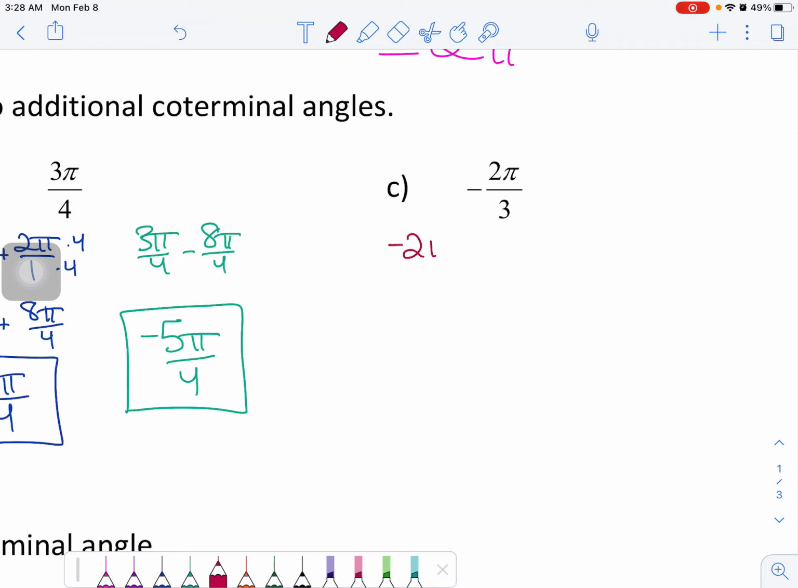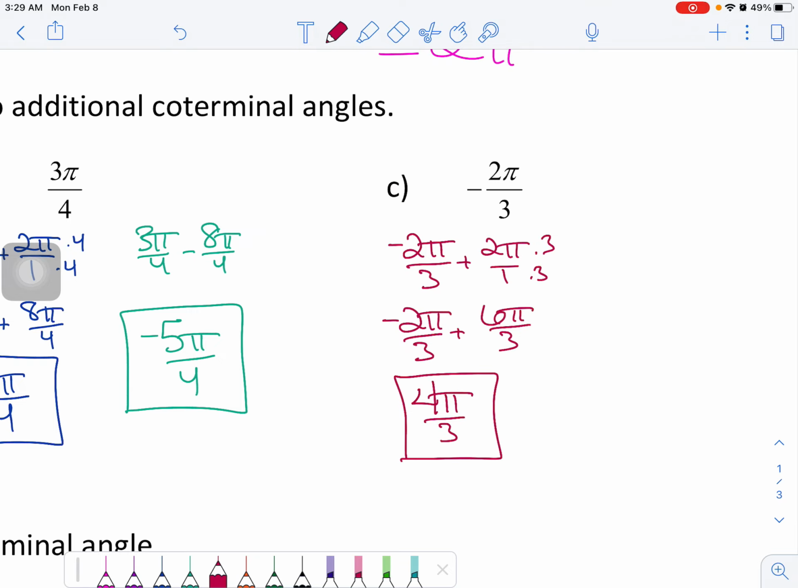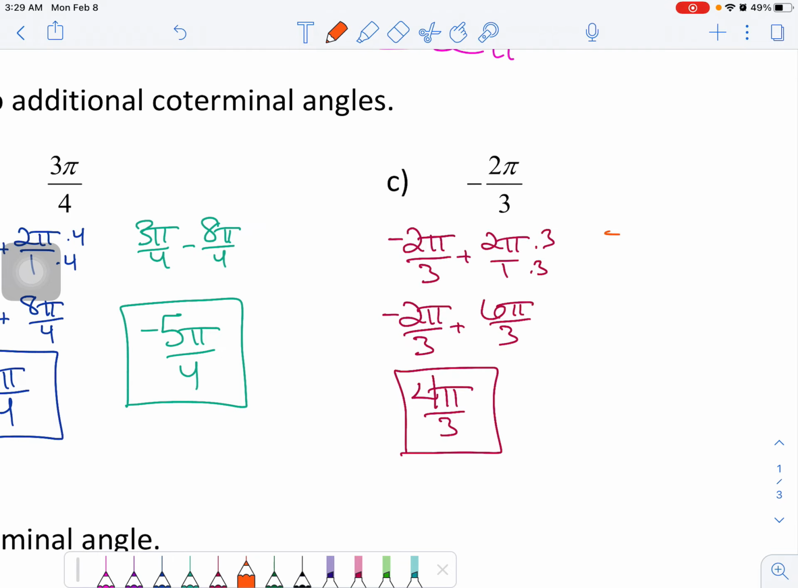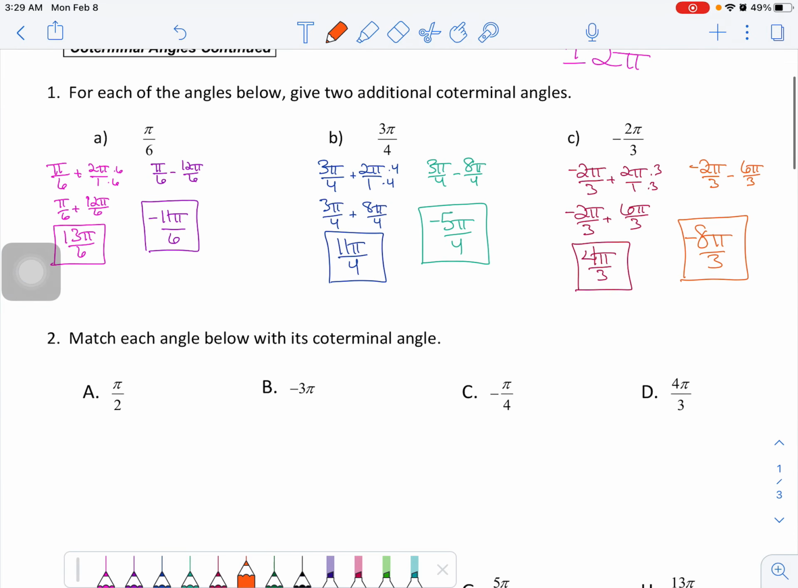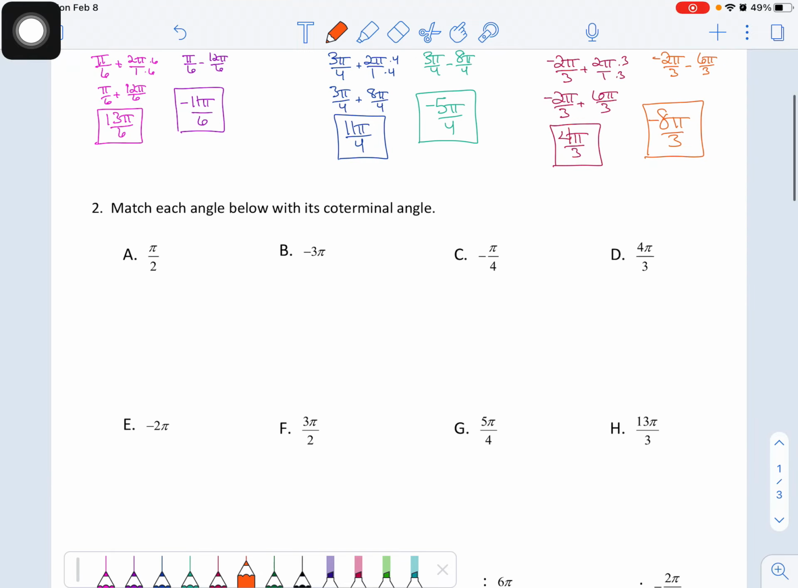Lots of other options. Negative 2 pi over 3. So I'm going to add 2 pi, so over 1 times 3 over 3. So negative 2 pi over 3 plus 6 pi over 3. 6 divided by 3 is 2, so I'm double checking that I'm doing it right as I go. So let's see what that would be. 4 pi over 3. And if I then do negative 2 pi over 3 minus 6 pi over 3, how about negative 8 pi over 3? Other possibilities, of course, can work, but those are just quick examples to show you how to find them.